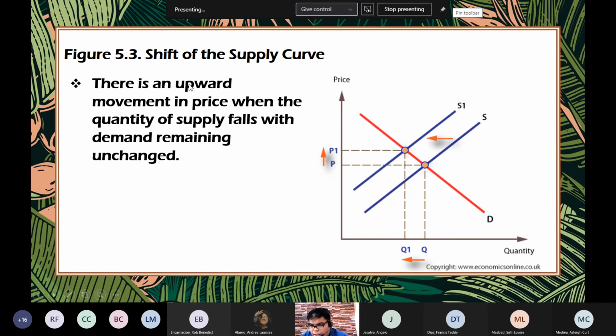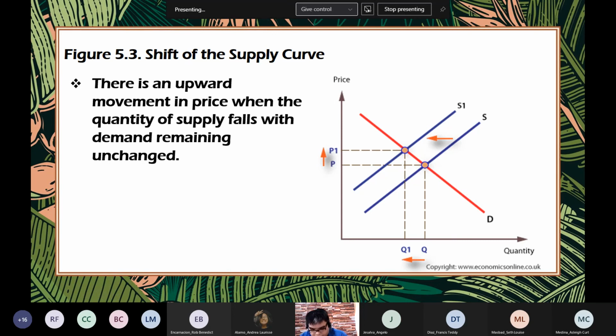Pero yung demand mo, ganun pa rin eh, similar pa rin. So, yun nga yung nangyayari ngayon. No? Let's say, tumaas yung gulay. Same demand, lower quantity, higher price. Therefore, it shifts to the left.